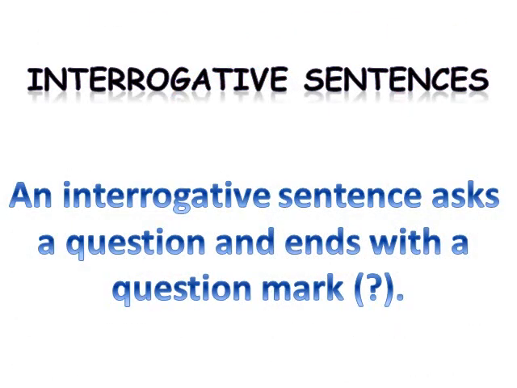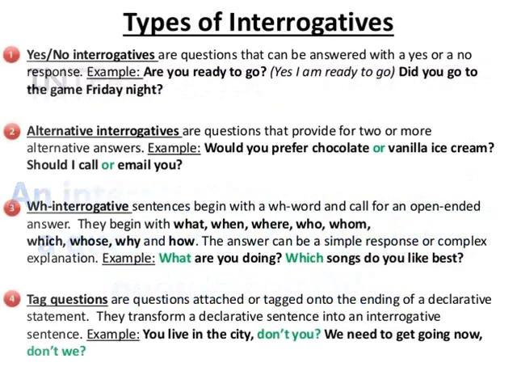The second kind of sentence is the interrogative sentence. An interrogative sentence asks a question and ends with a question mark. There are different types of interrogatives. First, yes or no interrogatives. Yes or no interrogatives are those questions that can be answered with a yes or a no response.